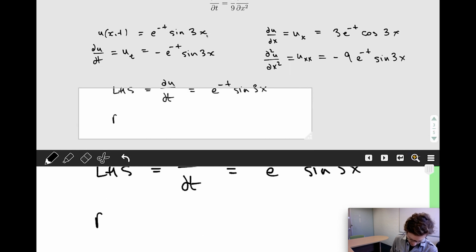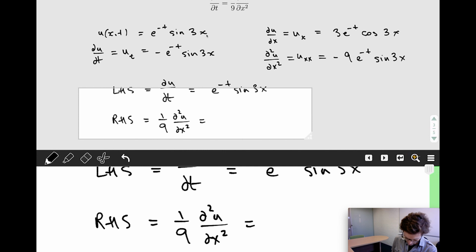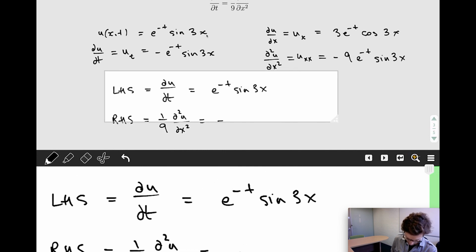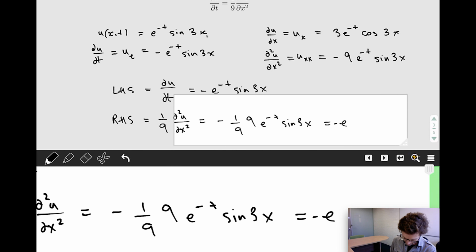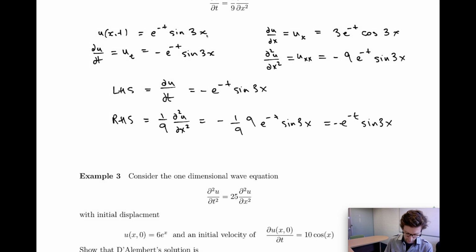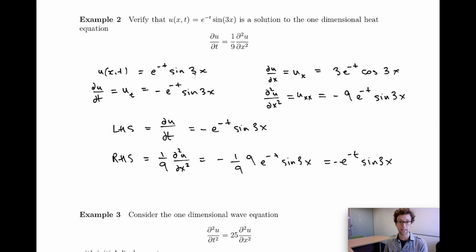And my right-hand side is equal to 1 over 9 d squared u dx squared, which is going to equal minus 1 over 9 e to the minus t sine 3x, which is equal to minus e to the minus t sine 3x. So we found that u of x and t is equal to e to the minus t sine 3x is indeed a solution, because when I substitute it in here, it balances both sides.